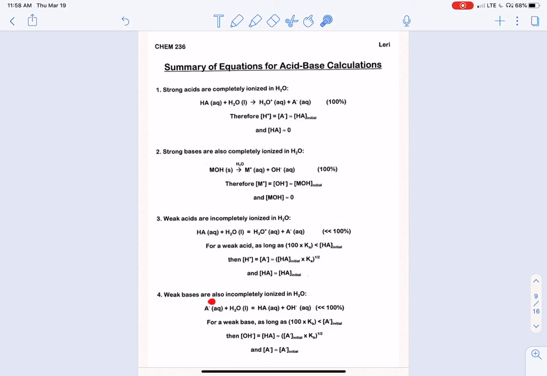So weak bases, similar thing, they're incompletely ionized in water, so the weak base interacts with water to make HA plus OH minus, and this occurs only to a very small extent. You can do an ICE chart to figure out the pH of a weak base and make the assumption that minus x is negligible as long as 100 times Kb is less than the initial concentration of the base. So from there, you figure out x, which for weak bases is going to be the hydroxide, is equal to the square root of the initial concentration of the base times Kb. And from there, you get pOH and then pH.